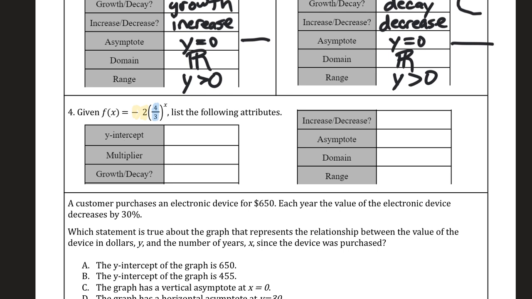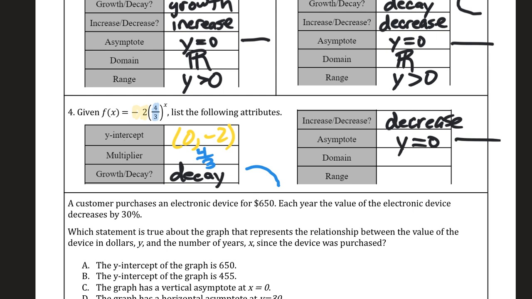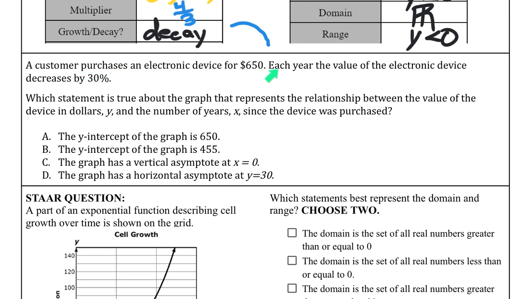I know my y-intercept is (0, -2) in this case. Our multiplier is 4/3. If you type in the graph in Desmos, this is what our graph looks like. So you know that it's going to be growth. And since it is growth, I know our graph is going to increase. The asymptote will be y equals 0. The domain is going to be all real numbers still. And then you'll notice on this graph, it is below the x-axis, so it's going to be y is less than 0.